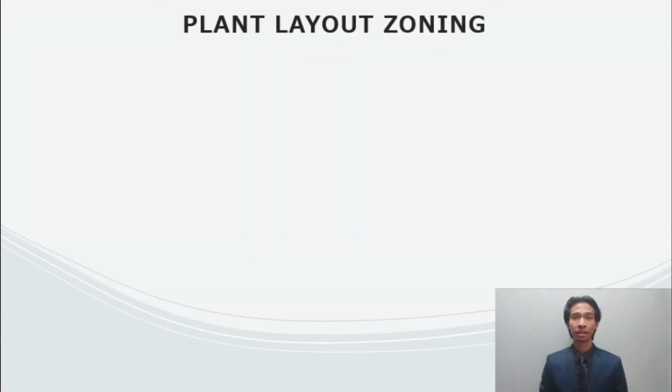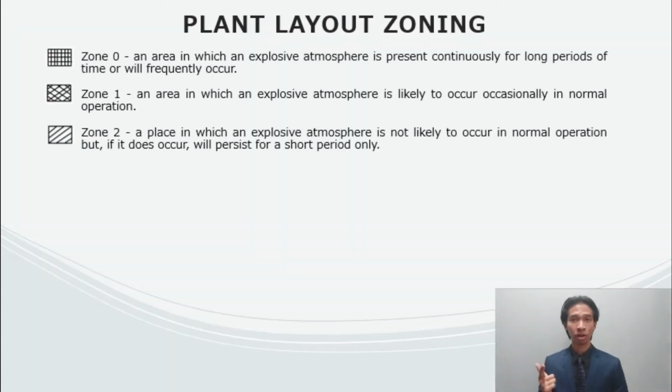The zoning area are categorized into Zone 0, Zone 1 and Zone 2. Zone 0 is an area in which an explosive atmosphere is present continuously for a long period of time or will frequently occur. Zone 1 is an area in which an explosive atmosphere is likely to occur occasionally in normal operation. Zone 2 is a place in which an explosive atmosphere is not likely to occur in normal operation, but if it does occur, it will persist only for a short period of time.